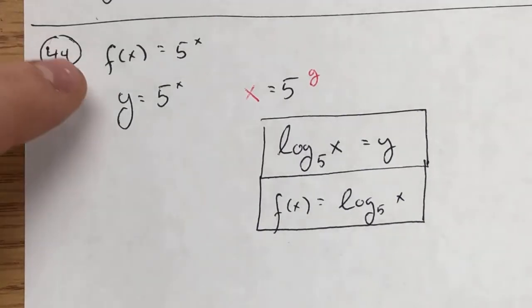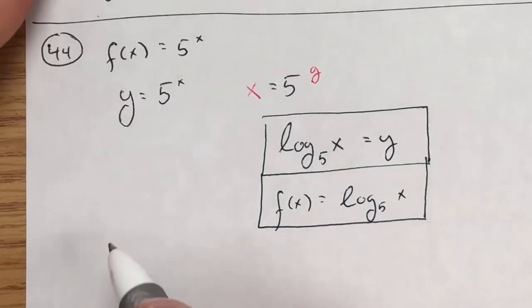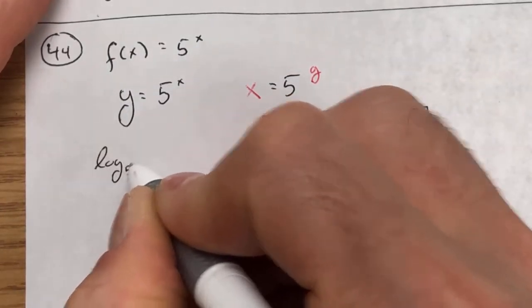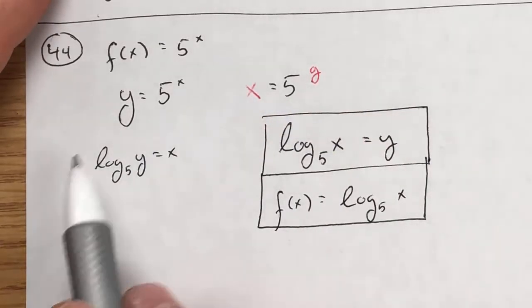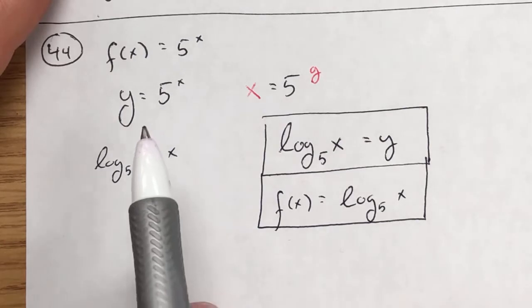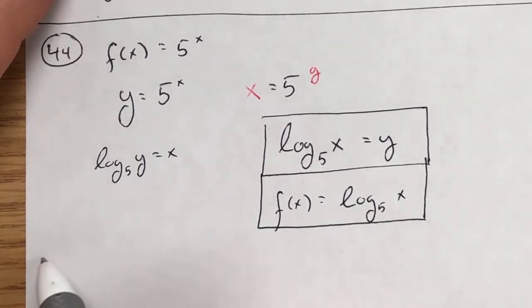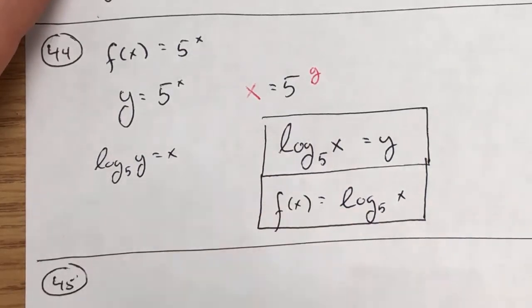The other way, as we've done it prior, is to simply just solve for x, in which case we would rewrite it as, drop the base, so this would be log base 5 of y is equal to x. And this is the inverse orientation of that function. This is the inverse function itself. Awesome. So now that we've seen that one, let's take a quick look at 45.